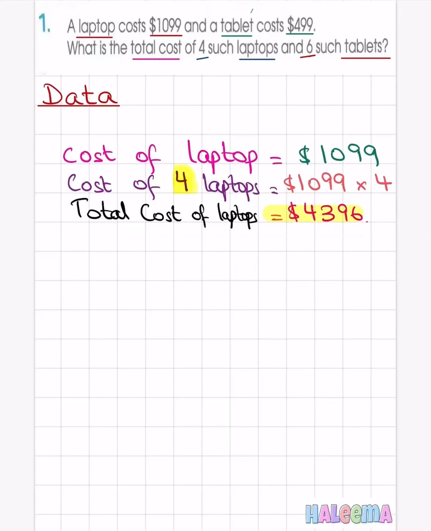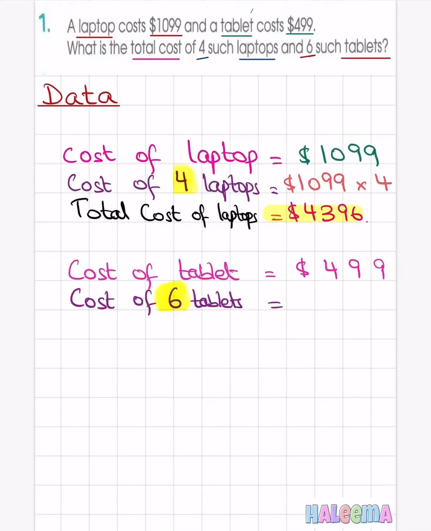Now this we found the total cost of laptops. Now we're going to find the total cost of tablets. We're going to do it in the same way. We have the cost of one tablet, which is $499. What we have to do is find the cost of 6 such tablets. So the cost of 6 such tablets will be $499 multiplied by 6. You know why I did this? Because the cost of one tablet is $499. If you multiply $499 by 6, you'll get the cost of 6 tablets, right? So when we multiplied, we got 2,994. This is the cost of total tablets.